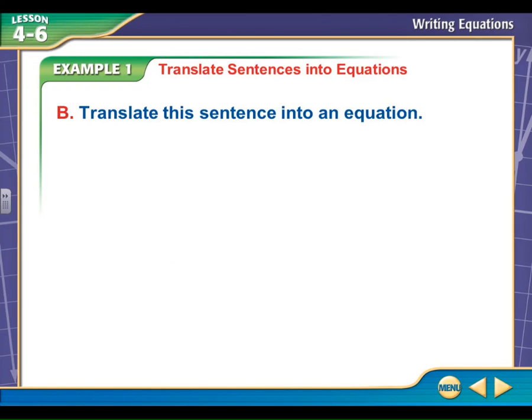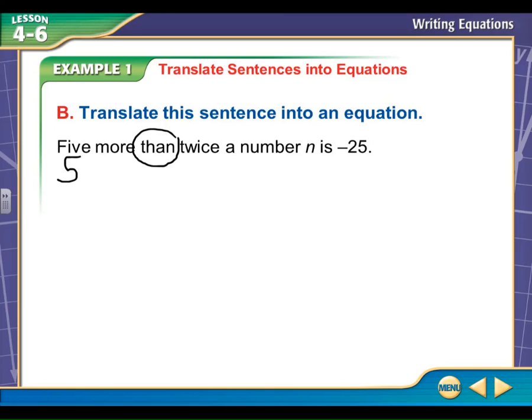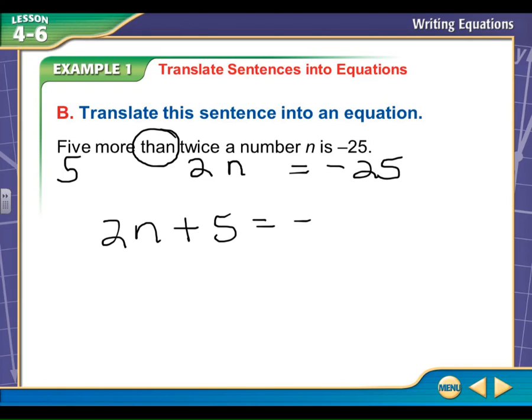Translate this sentence into an equation. 5 more than twice a number n is negative 25. Okay, let's change this. 5 more than, remember that's that magic word, twice a number is negative 25. So we have 2n plus 5 equals negative 25.